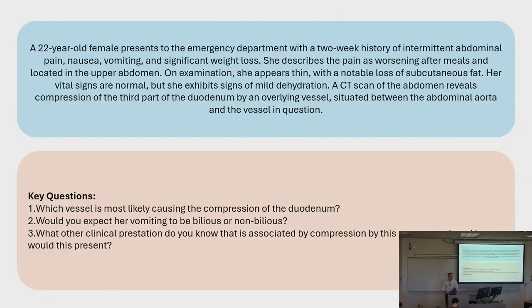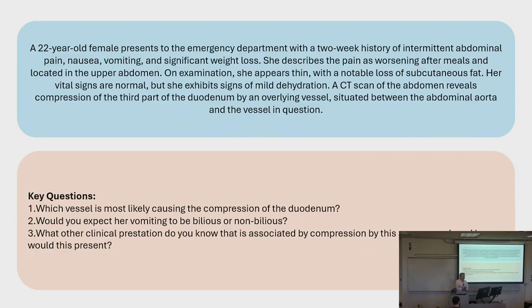All right, so for our second case, we have a 22-year-old female presenting to the emergency department with a 2-week history of intermittent abdominal pain, nausea, vomiting, weight loss. Okay, so it's been going on for 2 weeks. So it's not acute, it's progressive. She describes the pain as worsening after meals and located in the upper abdomen. All right, on exam, she appears thin with a notable loss of subcutaneous fat. Her vital signs are normal, but she exhibits signs of mild dehydration. Makes sense that she's been vomiting for 2 weeks.